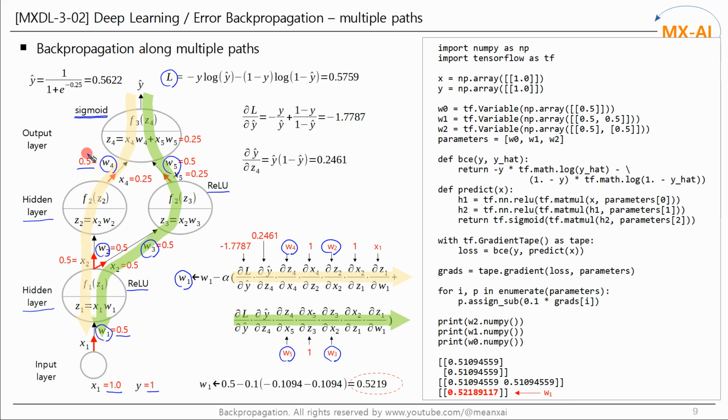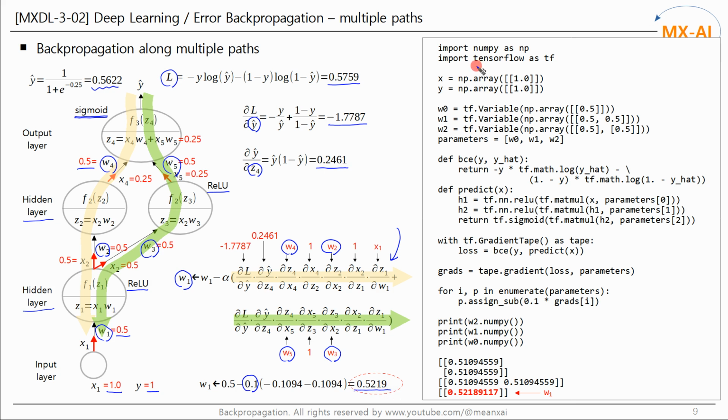When forward propagation is performed, this network outputs y-hat 0.5622. Then the loss L becomes 0.5759. The gradient of the loss L with respect to y-hat is minus 1.7787. And the gradient of y-hat with respect to Z4 is 0.2461. Now let's plug these numbers into this equation. Learning rate alpha is set to 0.1. Then W1 is updated from 0.5 to 0.5219.